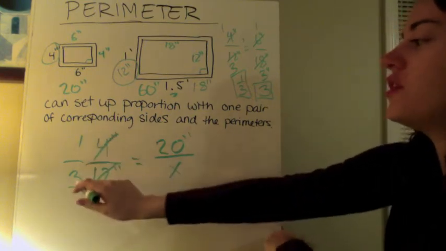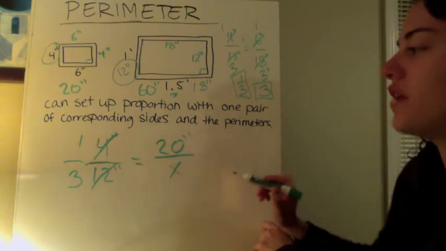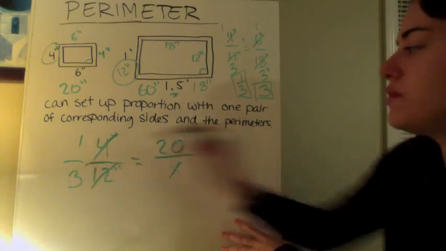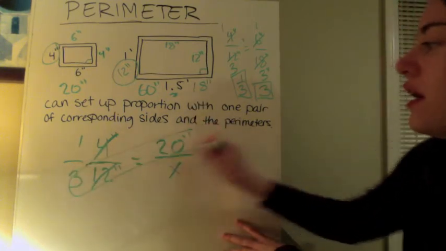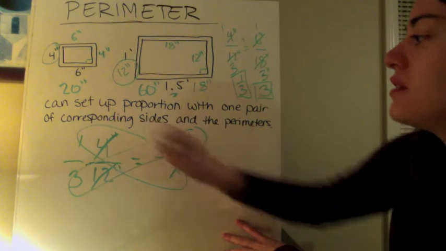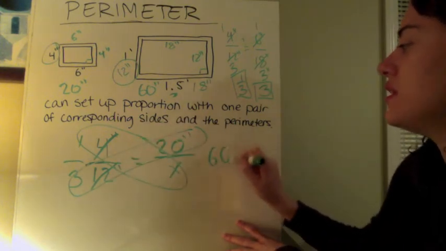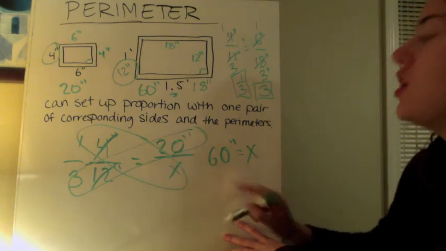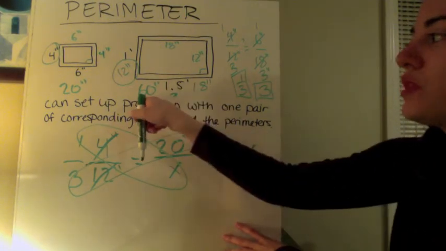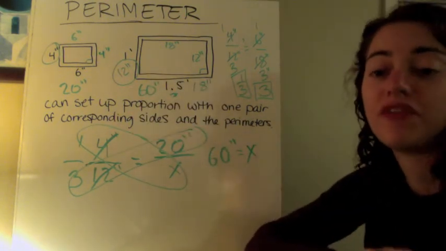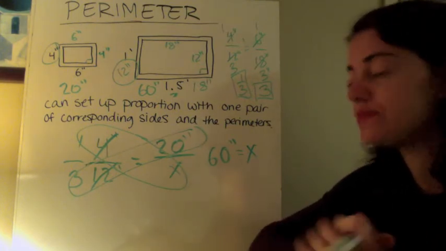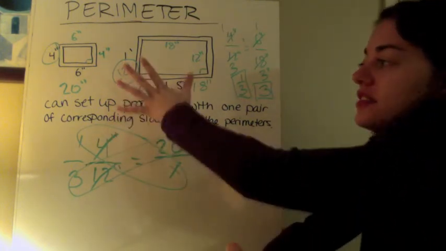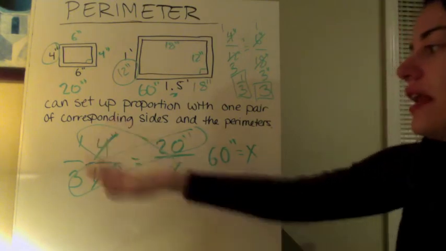So I have 1/3 is going to be equal to 20 inches over x. 20 times 3, multiply across both sides. 20 times 3 is 60 inches is going to be equal to 1 times x. So again, that matches with the perimeter that we did find when we found all the sides and added them all up. I could have skipped adding them all up by just setting them equal here.